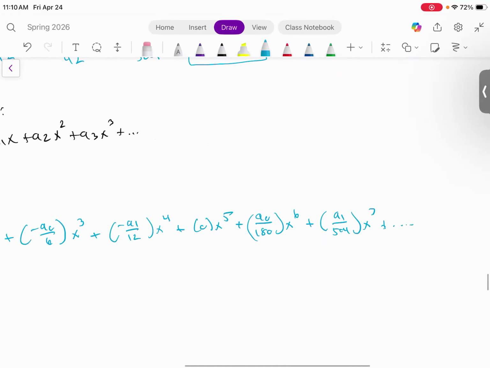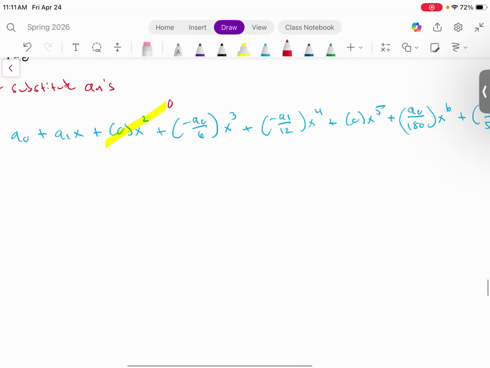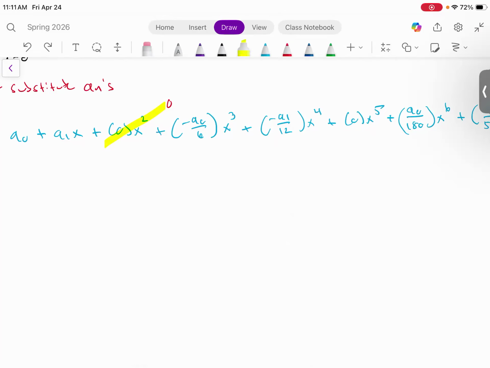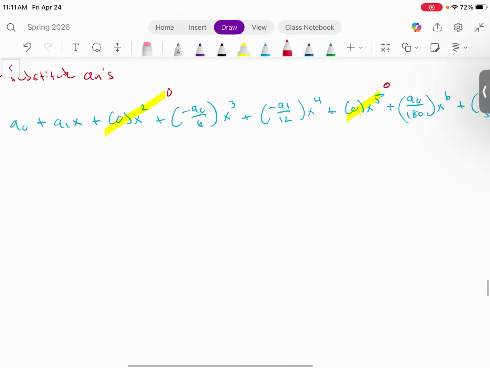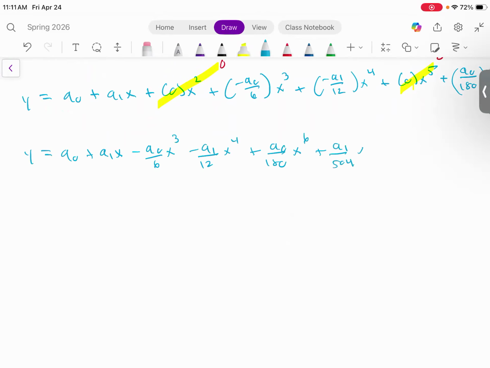We could keep going forever, but we do not want to. We just want maybe one or two a1 and a naught terms. So let's clean this up a bit. The 0 terms go away, for x squared and for x to the fifth. Okay, so I get a solution like a naught plus a1 x minus a naught over 6 x cubed minus a1 over 12 x to the fourth plus a naught over 180 x to the sixth plus a1 over 504 x to the seventh, etc., etc.